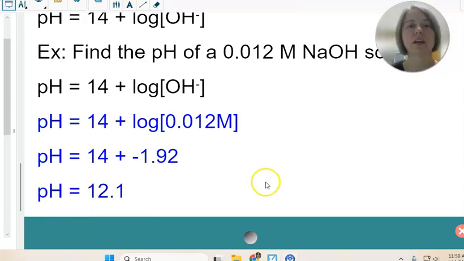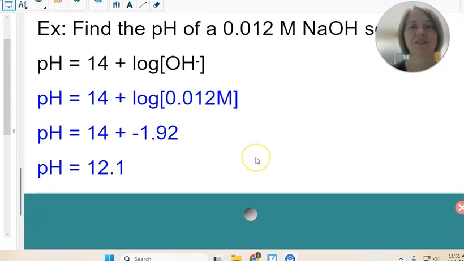Okay, let's double check that we answered the question and we got a reasonable answer. So find the pH. Yep, we found the pH. And it's sodium hydroxide, which is a base. And is our number bigger than 7? Is it more basic than neutral? Yes, it is. So we got a reasonable answer.